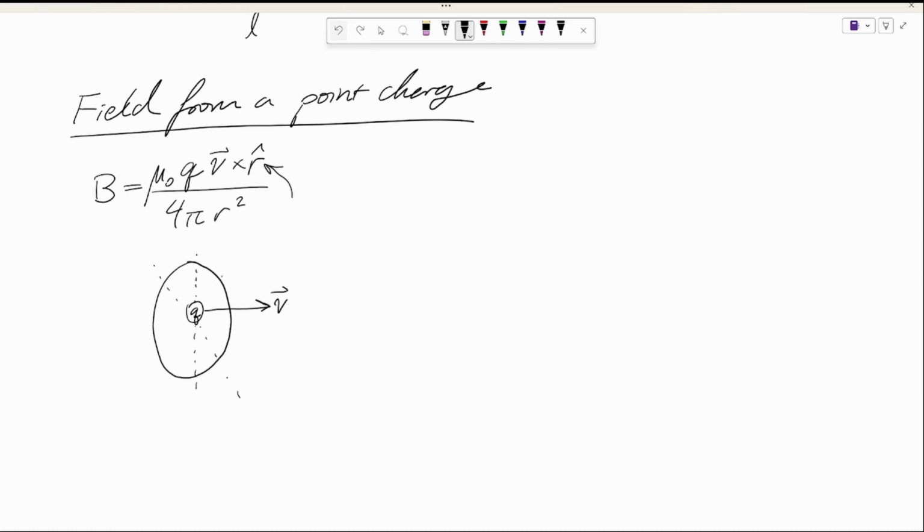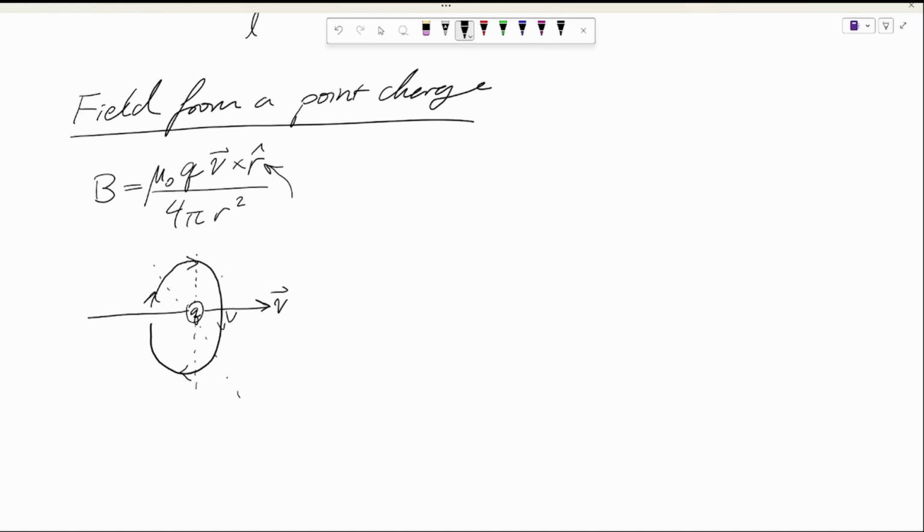But for anything on this circle around the point charge, you're just going to see a B field pointing around this way. I'll redraw this so you can actually tell what's going on. That's behind, and this side is in front. There we are. So the B field points in a circle around the point charge as it's moving.